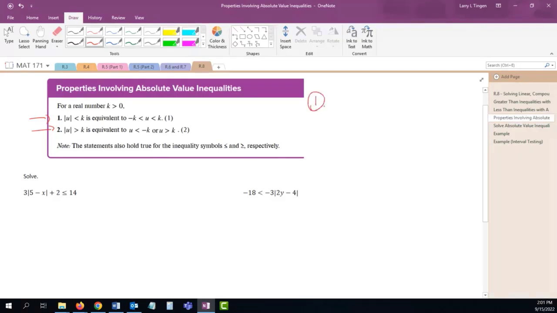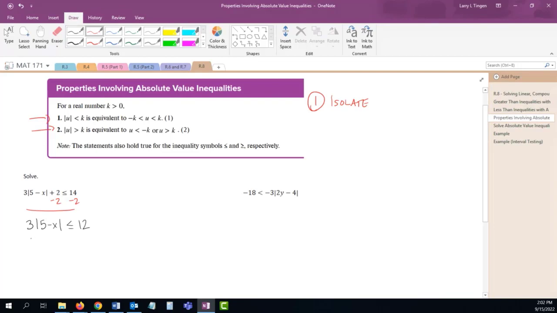Whenever I'm trying to solve absolute value equations or inequalities, my first step is to isolate the absolute value. So the absolute value is multiplied by 3, and then 2 is added to it. I've got to subtract that 2 from both sides. I know there's a great temptation to distribute that 3, but you're just not allowed to do that. If you do that, it will guarantee you get the wrong answer. So subtract 2 from both sides.